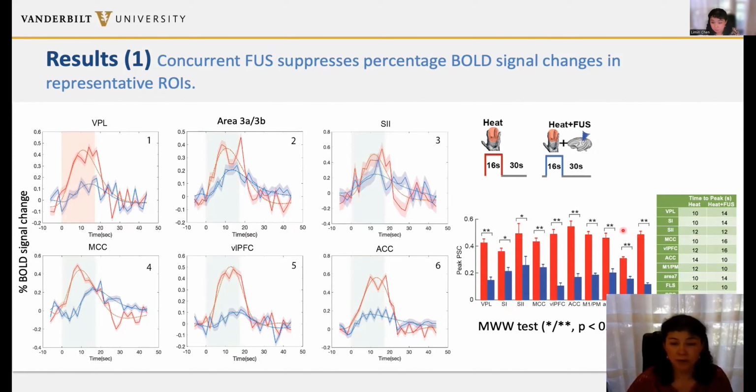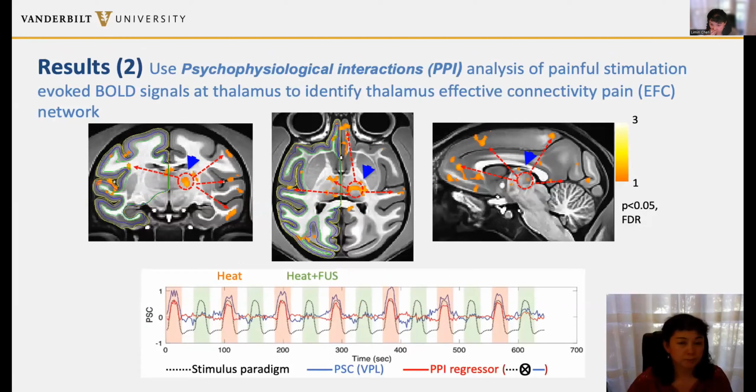We also quantified the time to peak measurements between these two conditions. With the presence of FUS stimulation of the thalamus, the time to peak changed in each individual brain region. Some of them get shorter and some of them get longer. And we don't know how to interpret these findings yet.